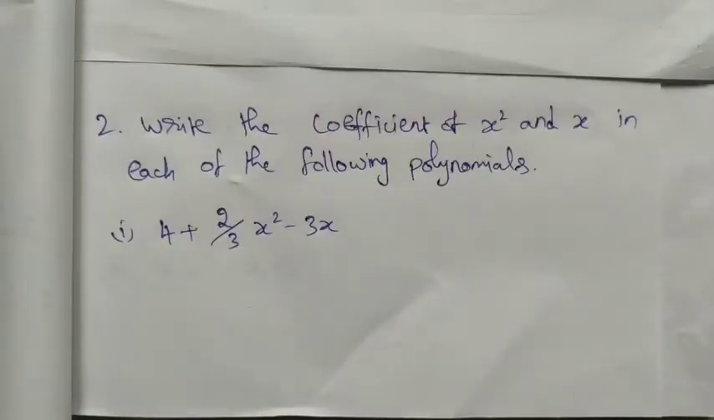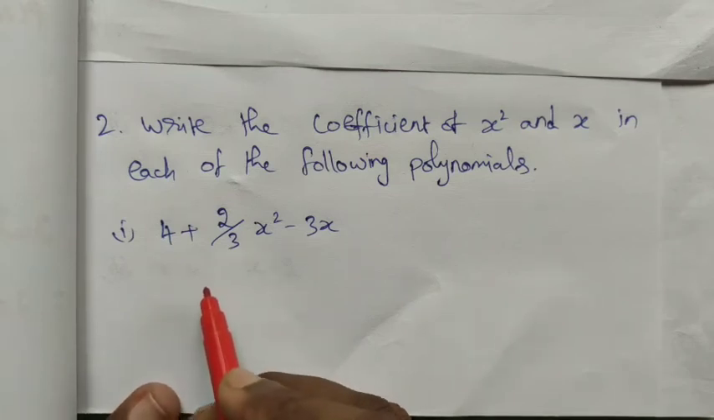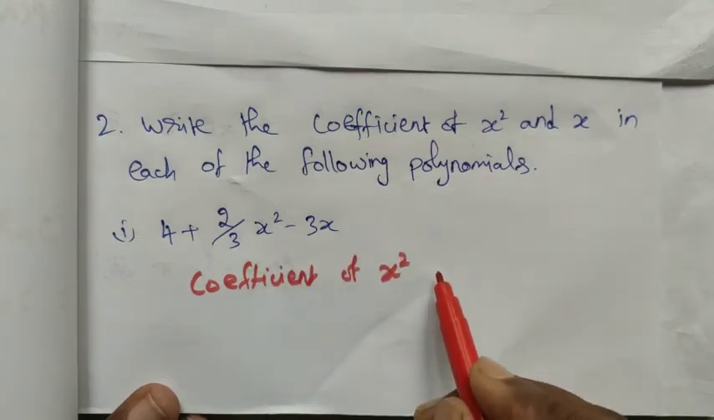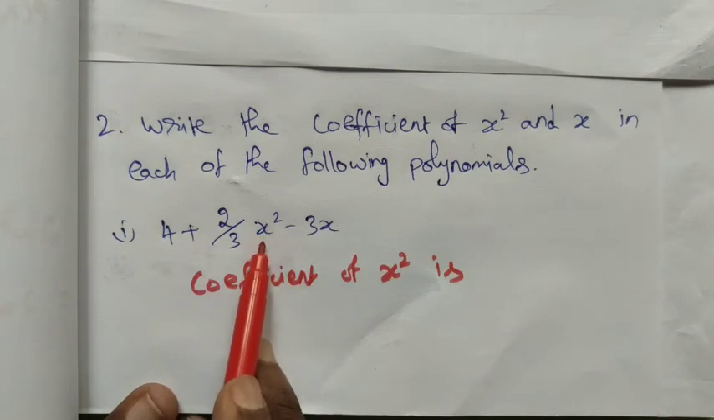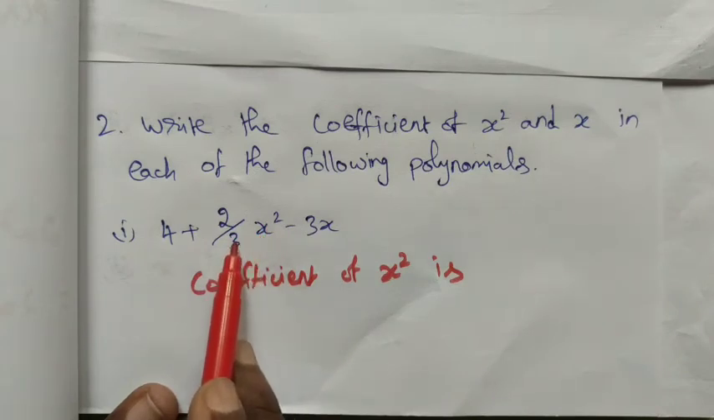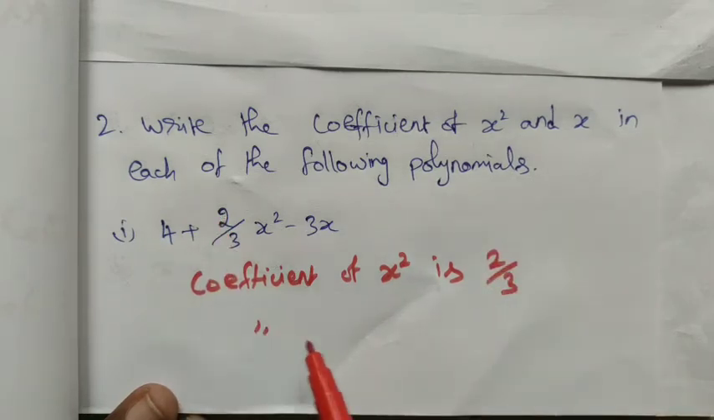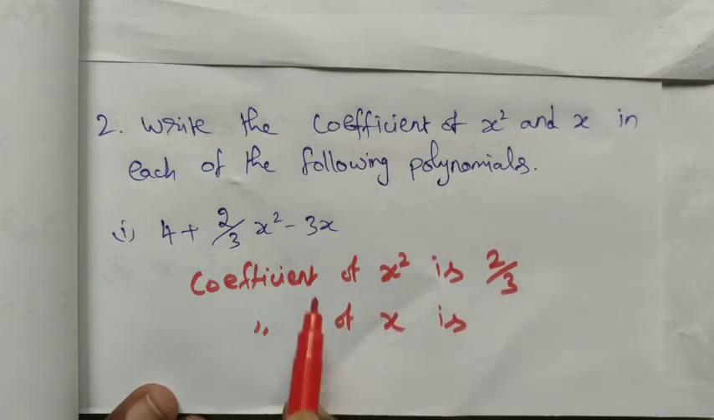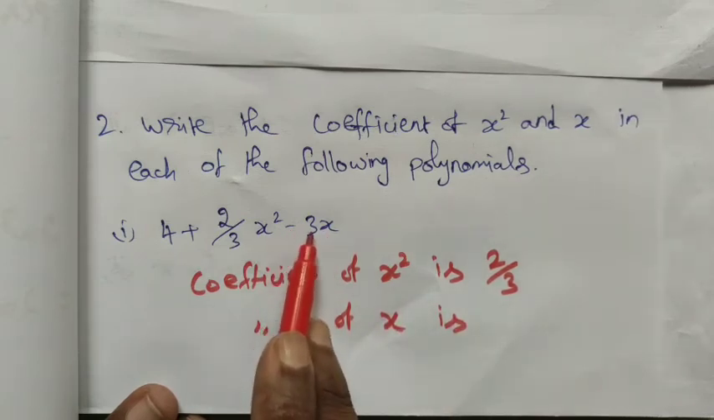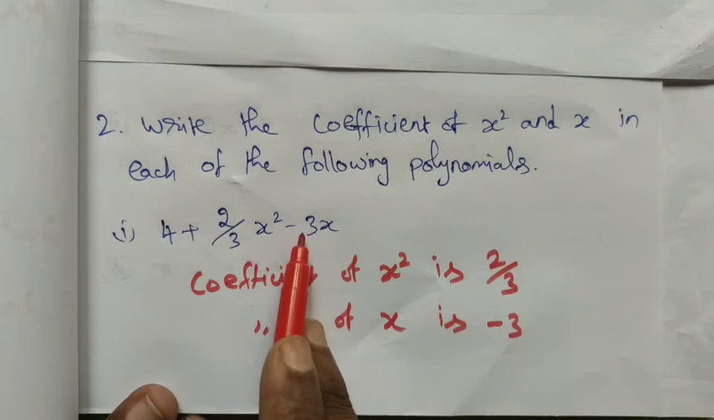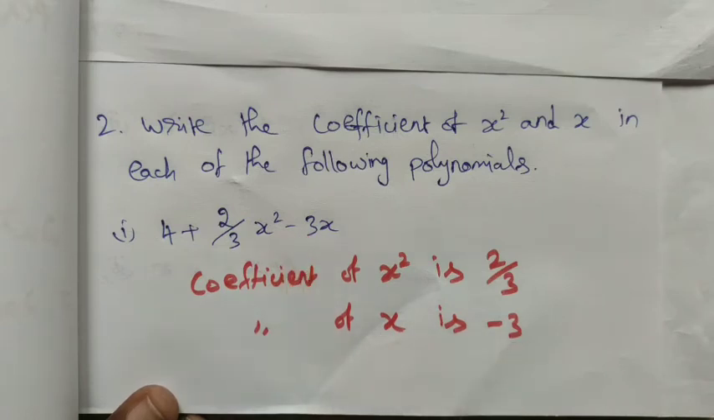Let's see the second question in exercise number 3.1. Write the coefficient of x square and x in each of the following polynomials. We want to write the coefficient of x and x square. The coefficient of x square is, see here it is x square. The number accompanying or multiplied with that x square is the coefficient, that is 2 by 3. And then the coefficient of x is, x is multiplied with minus 3. You have to take the symbol also, not only the number. The coefficient of x is minus 3.